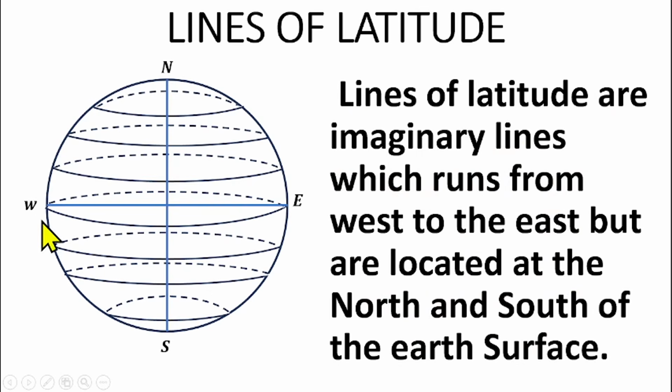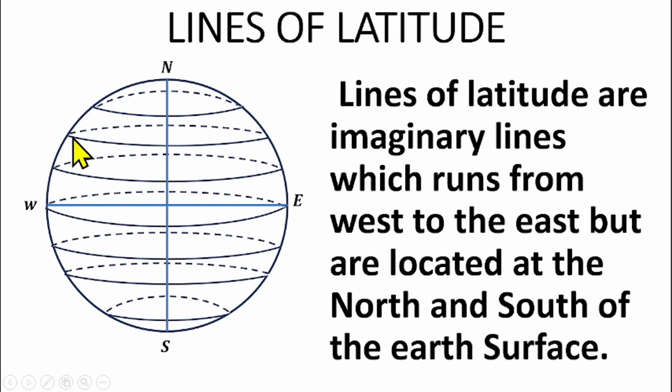So you can see that they are horizontal because they run from the west to the east. That's why they are horizontal. But where is their location? Some of them are located at the north, some of them are located at the south of the Earth's surface. So one, you should be able to identify a line of latitude. Another thing is that you should be able to define them. They are imaginary lines which are circular in nature.